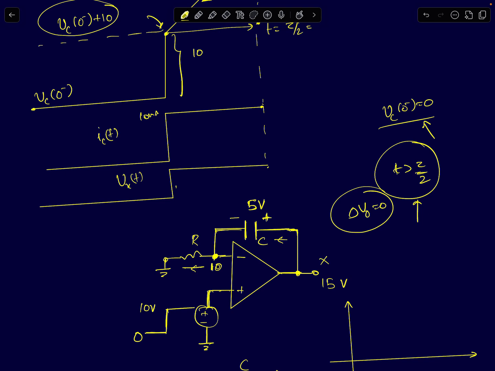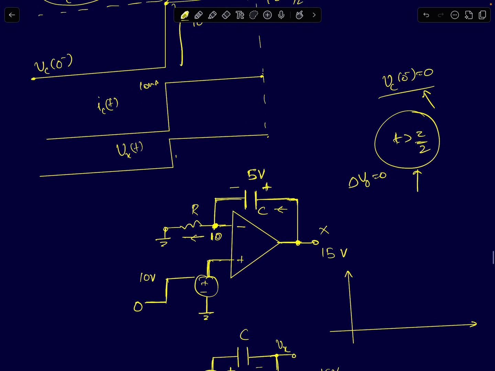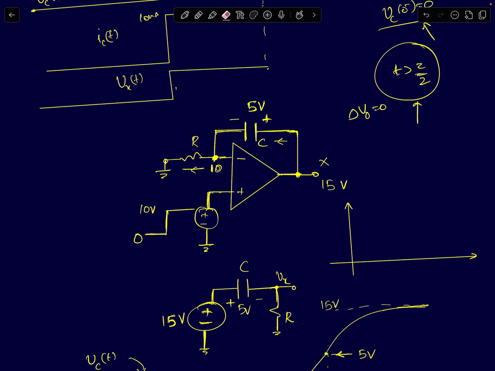Therefore, I can say delta V naught, the change in the output, is 0, which means the loop gain of this feedback circuit becomes 0. The moment loop gain becomes 0, there is no negative feedback. So now I can forget this op amp because there is no negative feedback, and replace it with a fixed voltage source of 15 volts. That's what I've shown here.